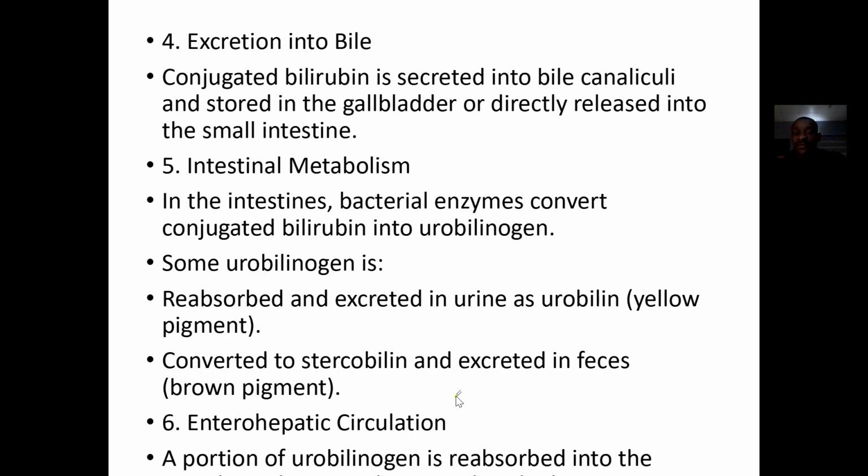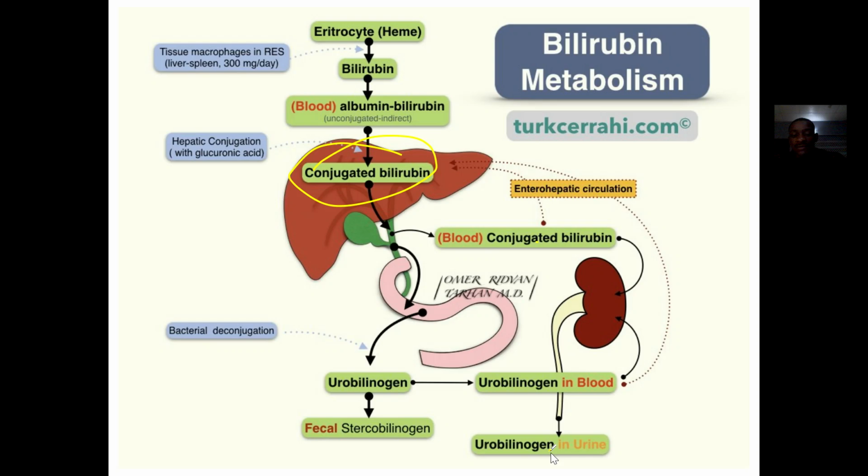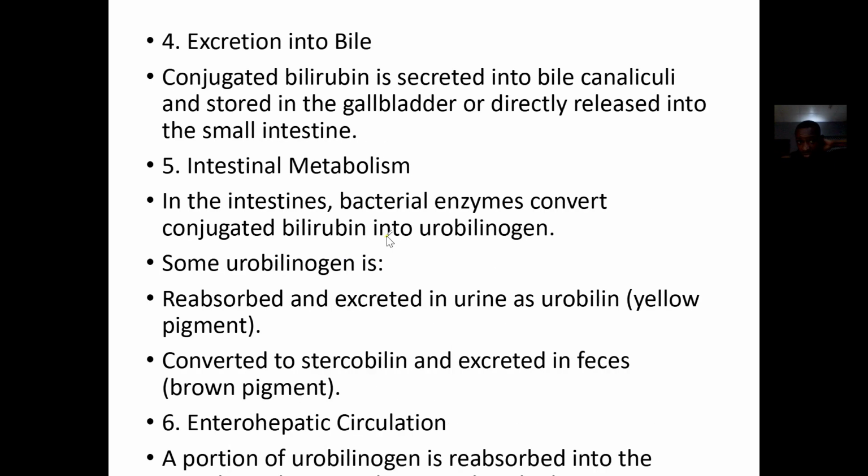So, excretion via the bile. Conjugated bilirubin is secreted into bile canaliculi, stored in the gallbladder, and released directly into the small intestine. Then the intestinal metabolism: bacterial enzymes convert the conjugated bilirubin into what? Urobilinogen. Urobilinogen can be put out through urine as urobilin, or through feces as stercobilin.